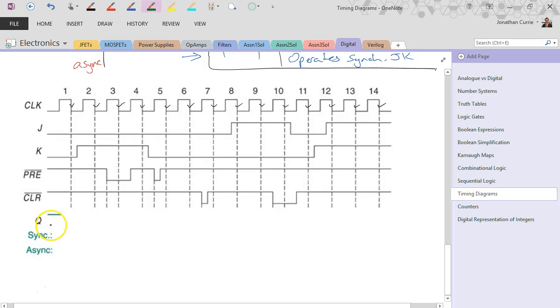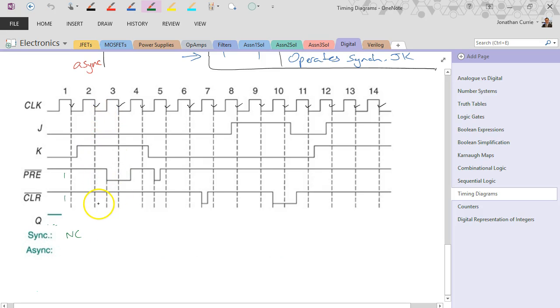Now, you'll note that Q has started high. So let's have a look what happens. Both preset and clear are 1 and 1 at this point, so neither of them are active. J and K are both low, so we get a no change in the synchronous row. And so what I'm going to do this time is go through first of all and write in all of the changes.